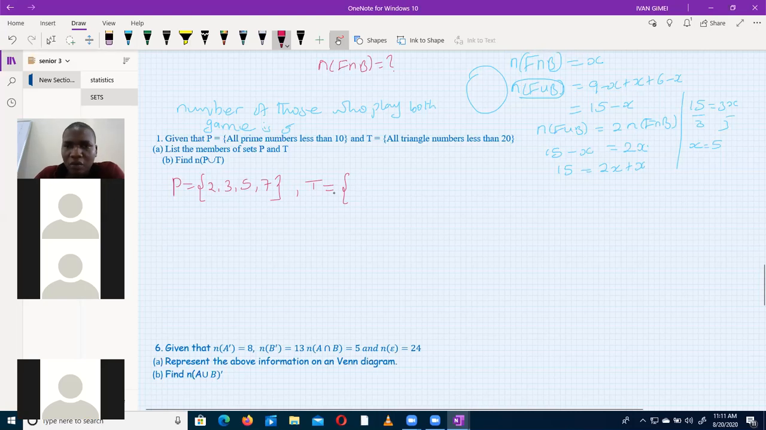So what are the triangular numbers? Can somebody tell us the elements of this set T? These are the things we learned in senior 1. Yes, Luswata. 1, 3, 6, 10, 15. How are you getting these elements? Can you tell us how they are obtained?